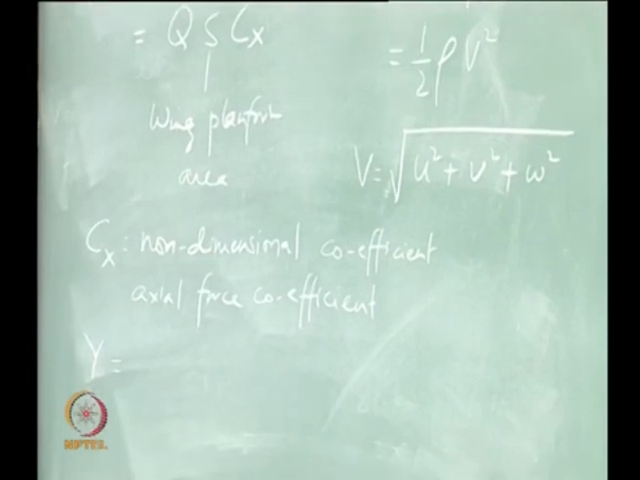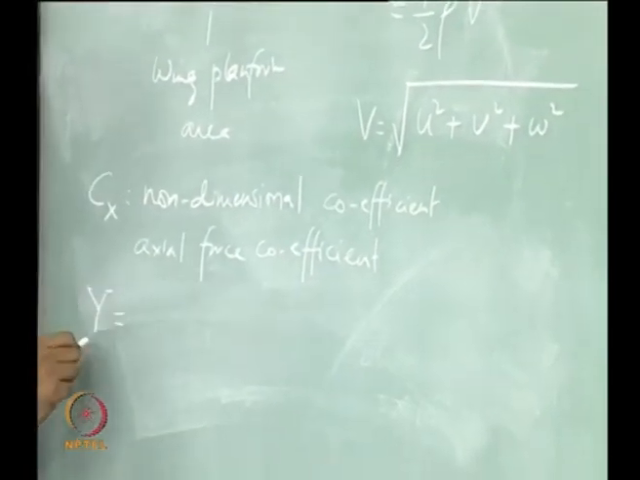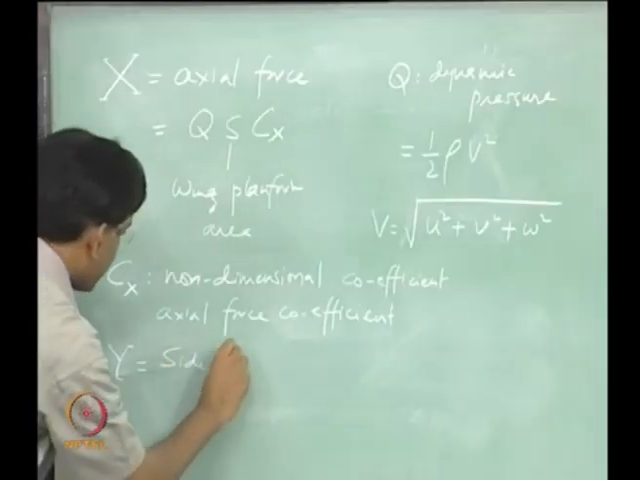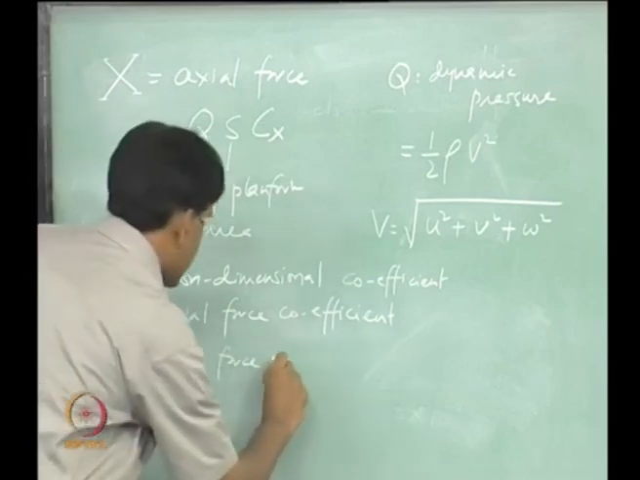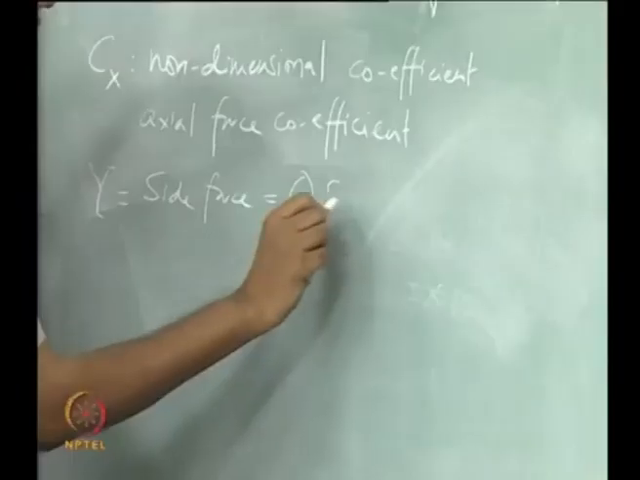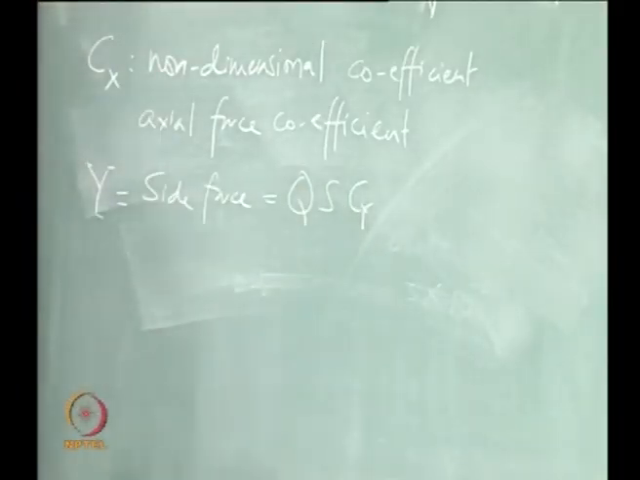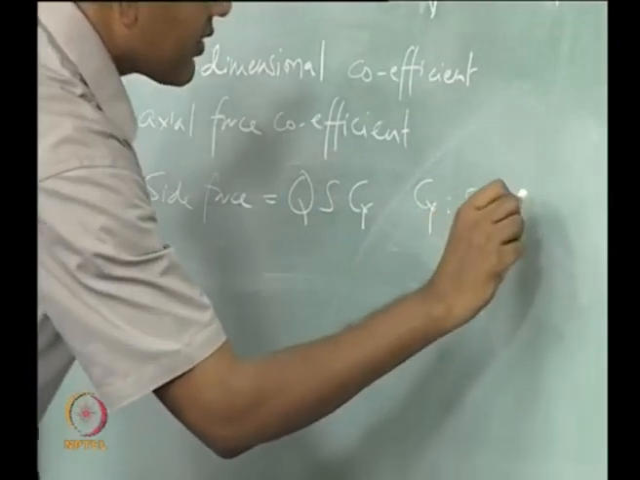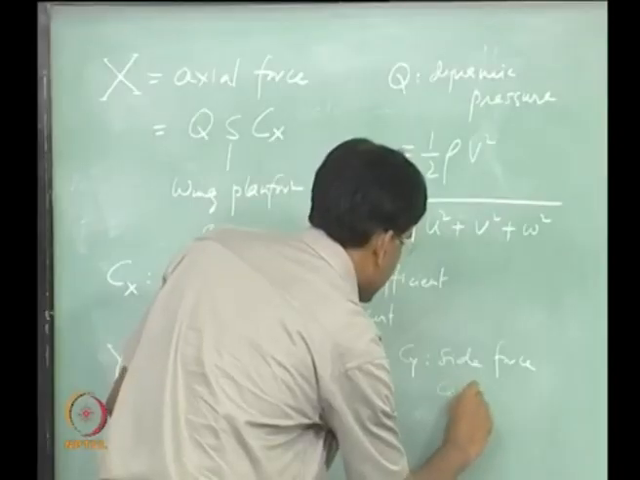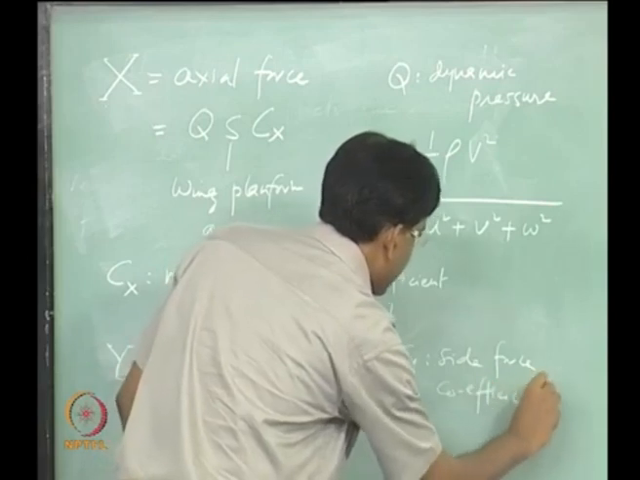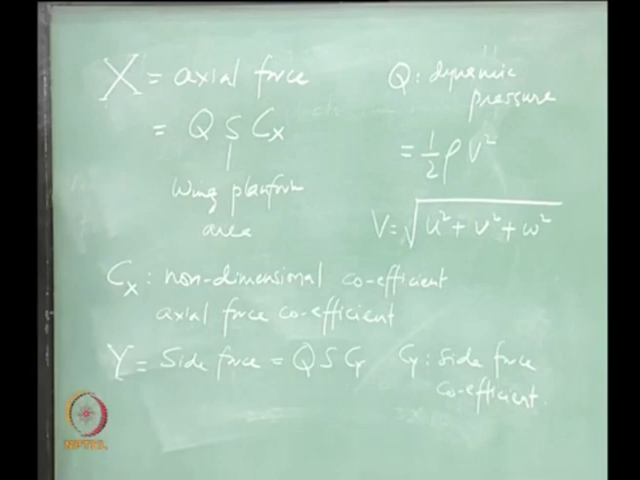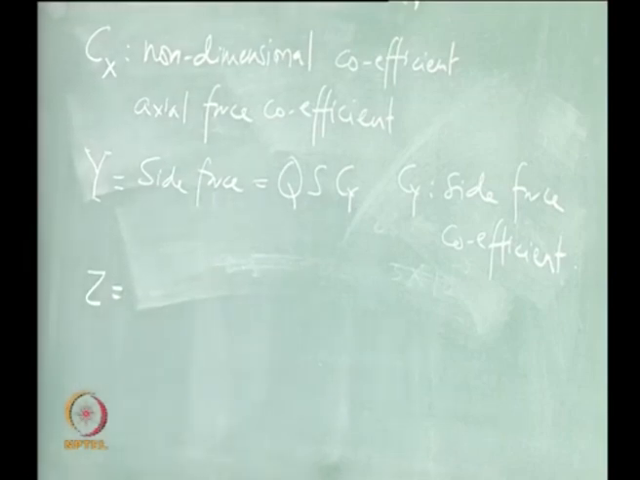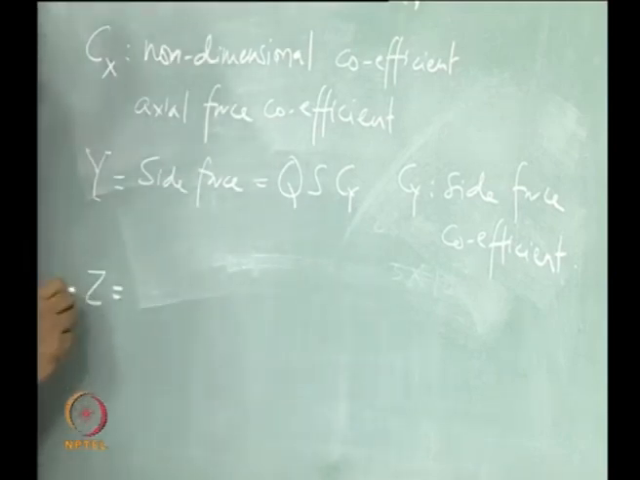The force along the y axis is called side force, which is equal to Q S Cy, where Cy is the side force coefficient. Z is the force in the vertical direction along ZB axis.